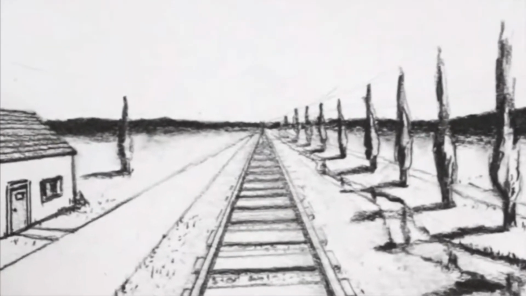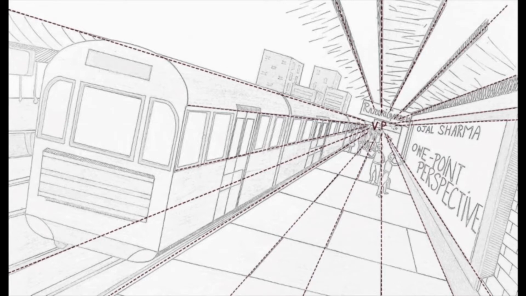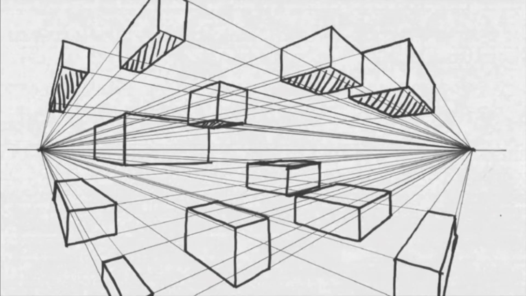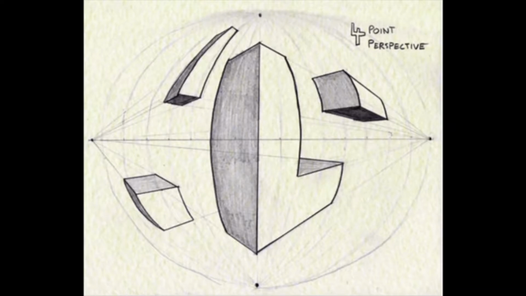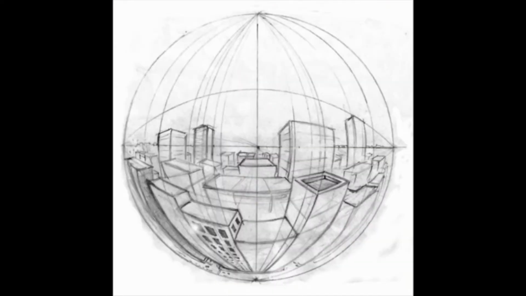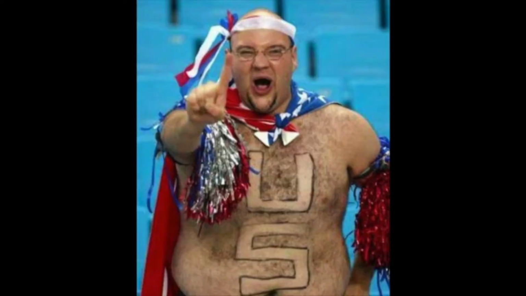To draw with linear perspective, you simply start with a vanishing point and work backwards. In linear perspective, you can work with one-point perspective, two-point perspective, three-point perspective, four-point perspective, and even five-point perspective. In this lesson, we'll only be talking about one-point perspective. One-point perspective. Rule number one, establish your vanishing point.